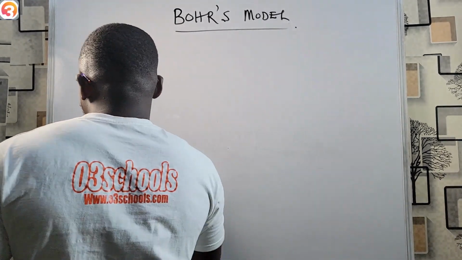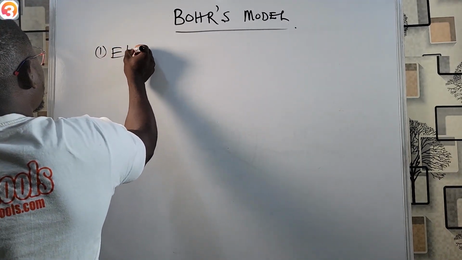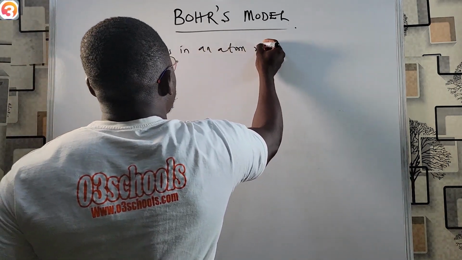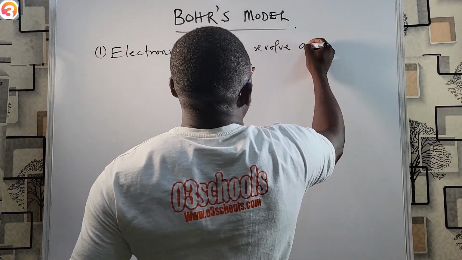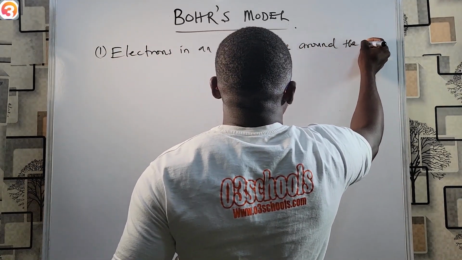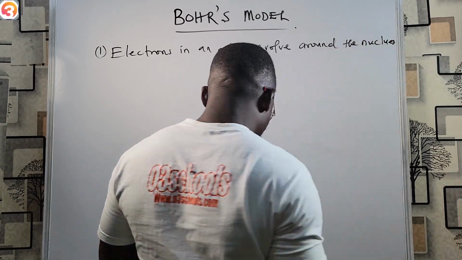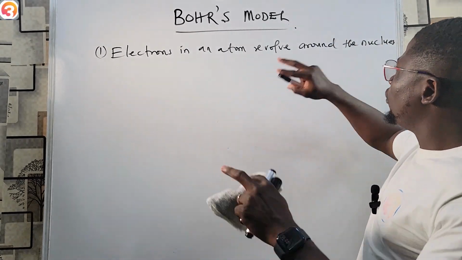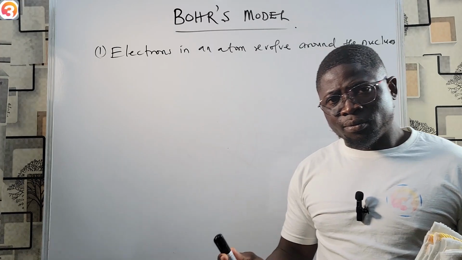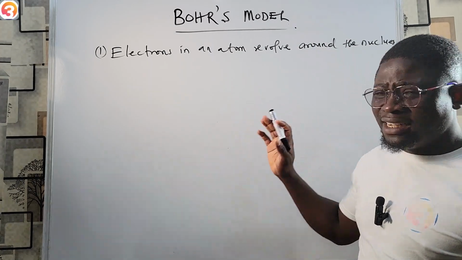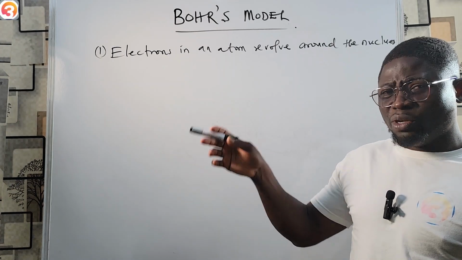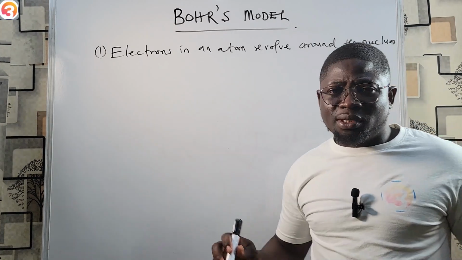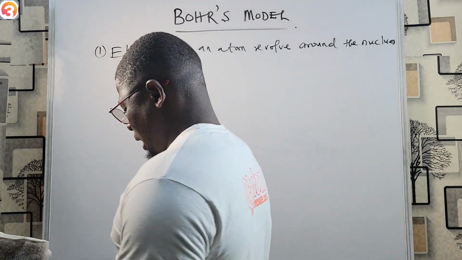One of those motions is that electrons in an atom revolve around the nucleus. This is one of the classical motions: electrons in an atom revolve around the nucleus, like we have seen in the diagram. They orbit around the positively charged nucleus. The negatively charged electrons orbit around the positively charged nucleus. So that is the motion.